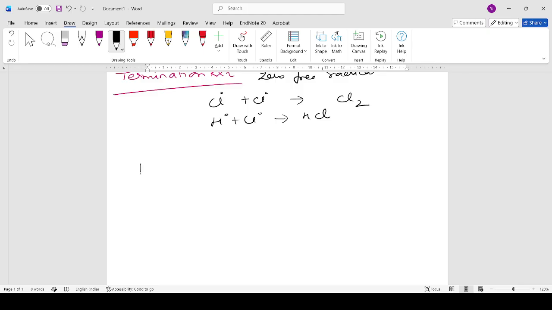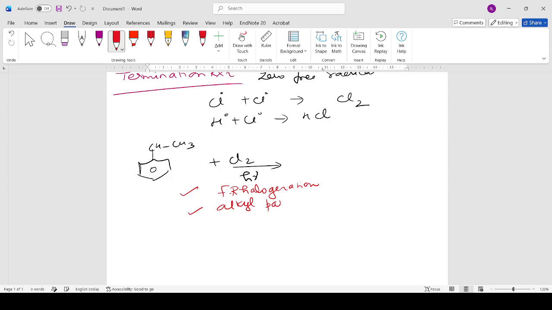Understood? So let me consider this, to which I'm giving chlorine in the presence of h nu. The moment you see chlorine in the presence of h nu, remember it is a free radical halogenation reaction. It would attack on the alkyl part only, not on the benzene, remember. So where will it attack? I have two spots here. I have one spot here, I have another spot here.